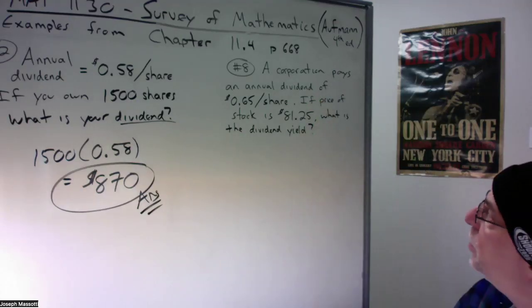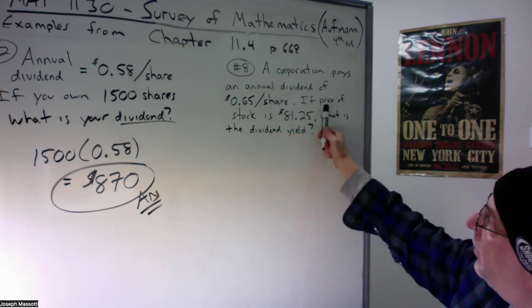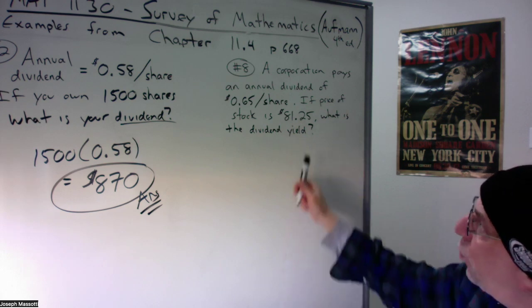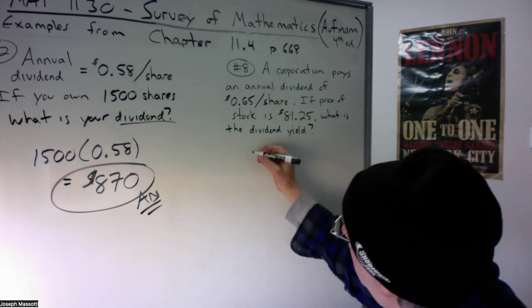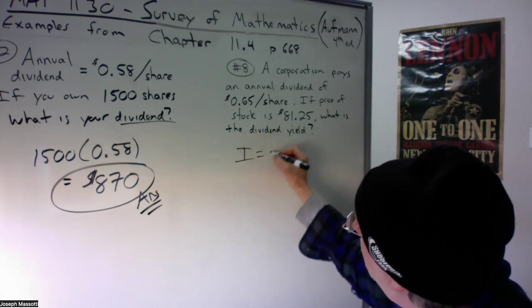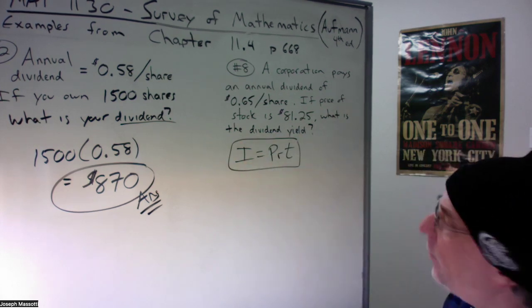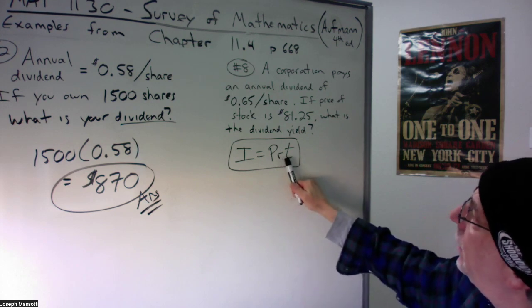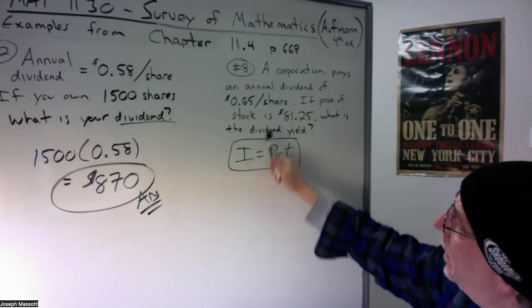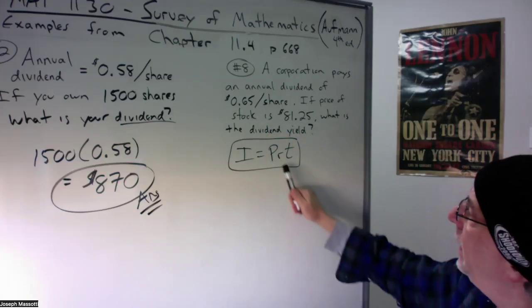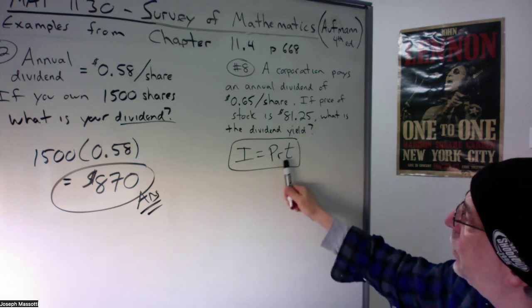All right, another question you will see in this section has to do with something similar to number 8. Number 8 says a corporation pays an annual dividend of 65 cents per share. If the price of the stock is $81.25, what is the dividend yield? So now we want the dividend yield. Here we're using our familiar I equals PRT formula, and we're looking for the rate. Since it's annual, T is going to be 1. The interest is the 65 cents, and the principal is the 81.25.